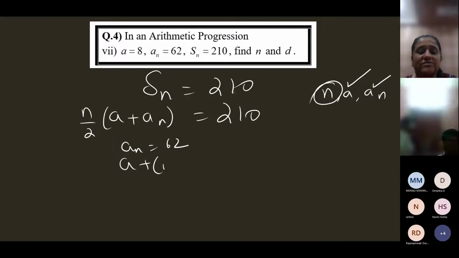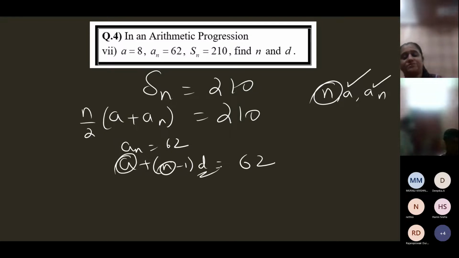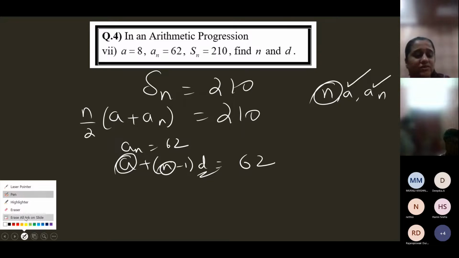An is 62. A plus n minus 1 into D is equal to 62. Now we got n. From the earlier working, we have found n. And we already know A. So you can find D.